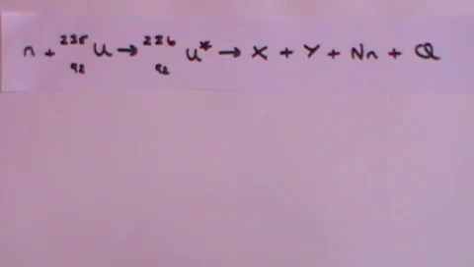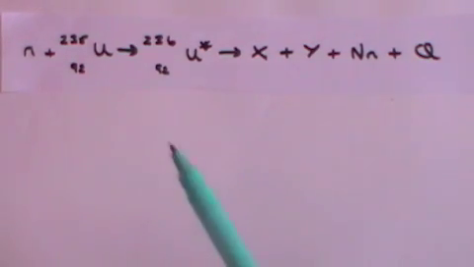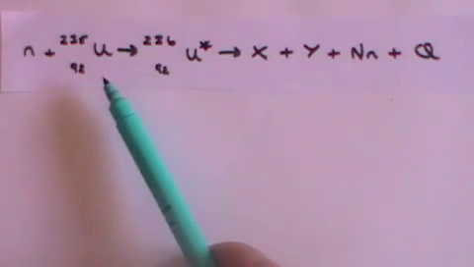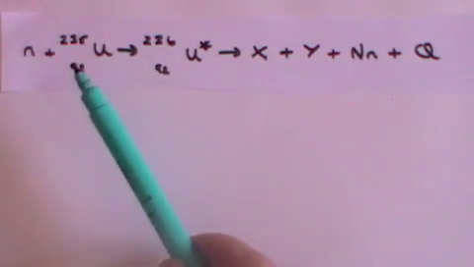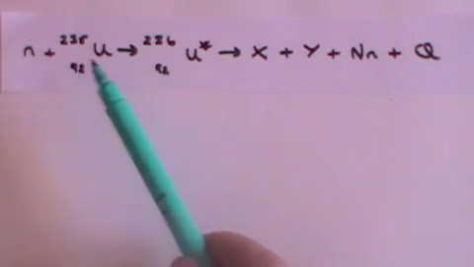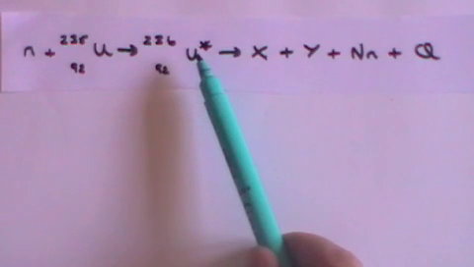Hello, today we're continuing in our series on nuclear physics, looking at nuclear fission reactor principles. Last time we established that uranium-235 is fissile. By that we mean that it can capture a thermal, that is a slow-moving, neutron with very small amounts of energy. It captures the neutron to become uranium-236, but that uranium-236 will be in an excited state.